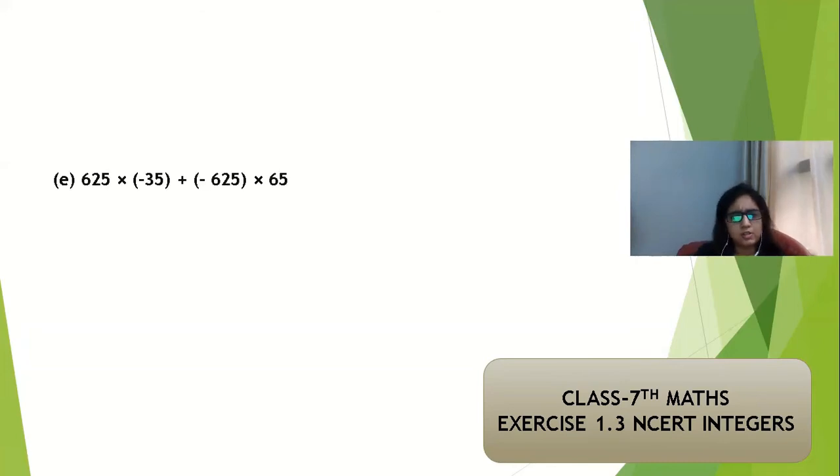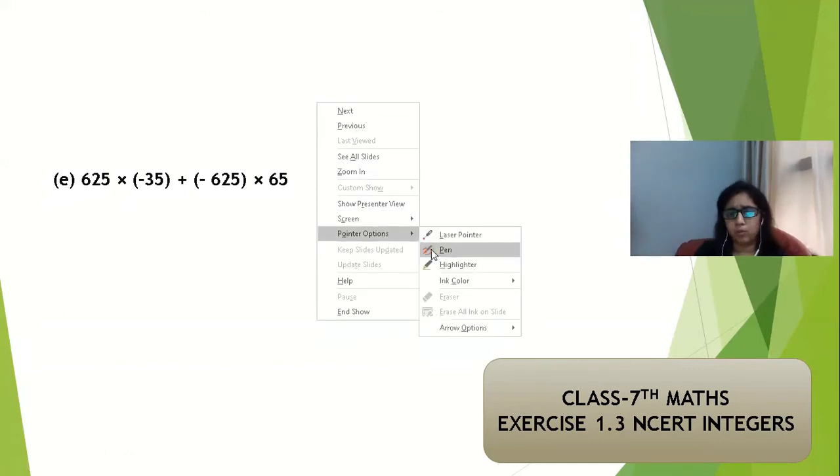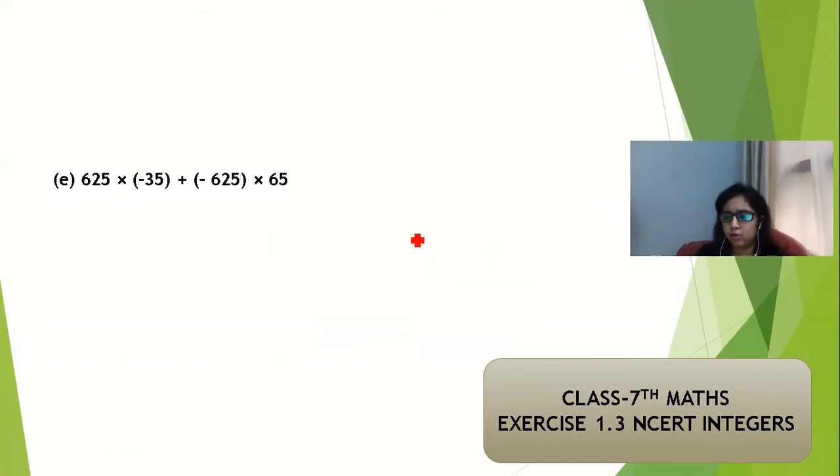Our question is we have to multiply 625 by minus 35, then minus 625 multiplied by 65, and we have to use the properties to solve this. I have told you in my previous video also that the best way to do this type of question is to make a rough note of all the properties and then think about which property you can use in this particular question. So I will assume these numbers a, b and c, and then we will think about which property we can use to solve this equation.